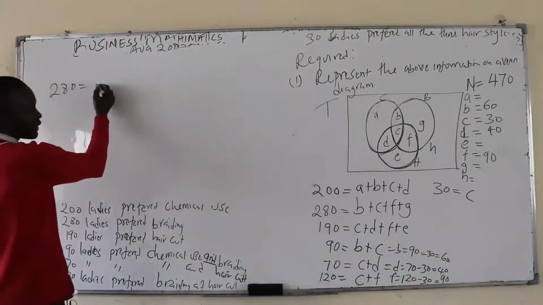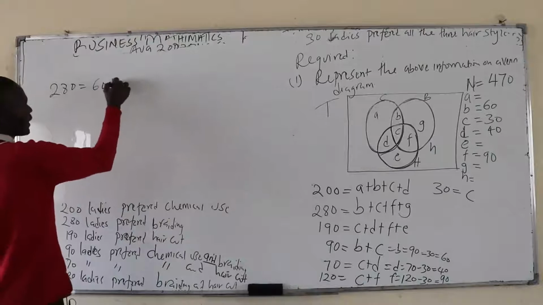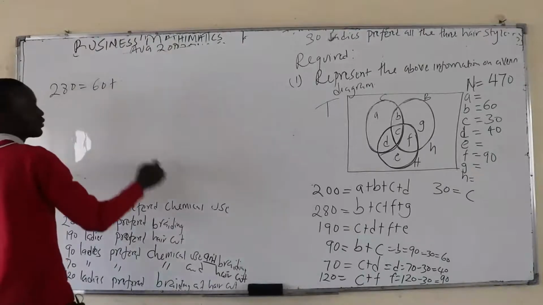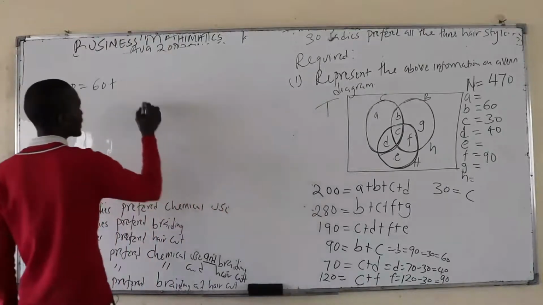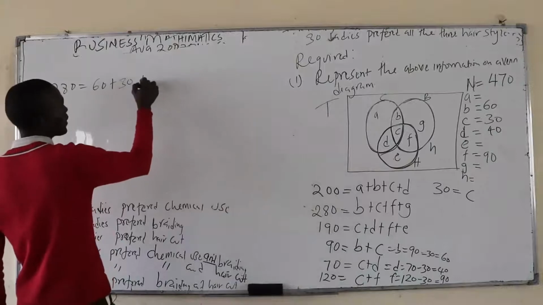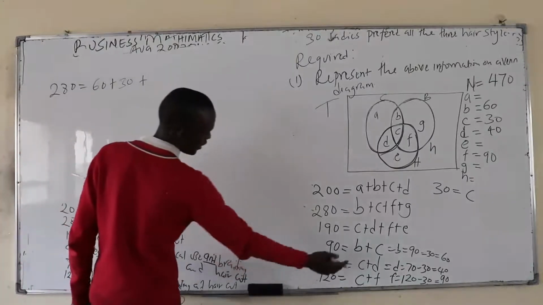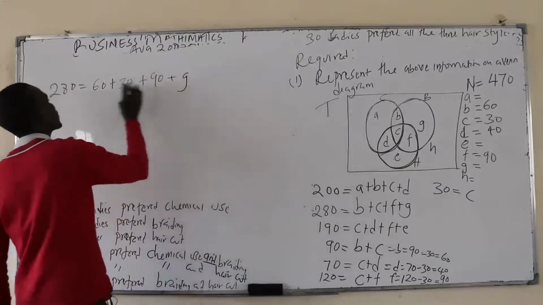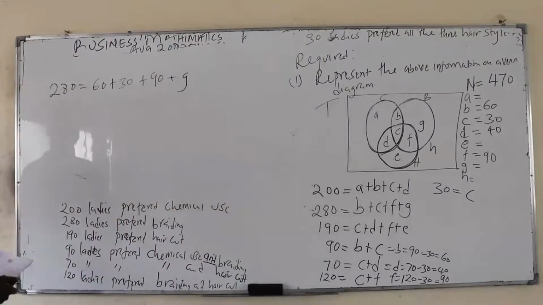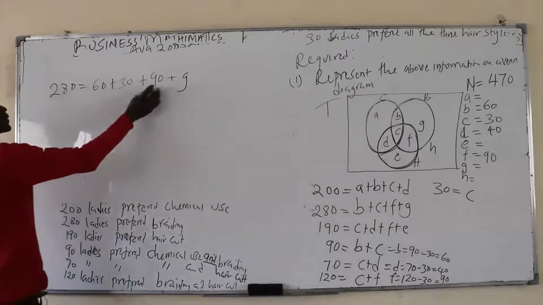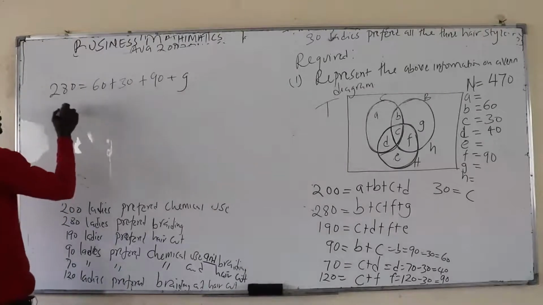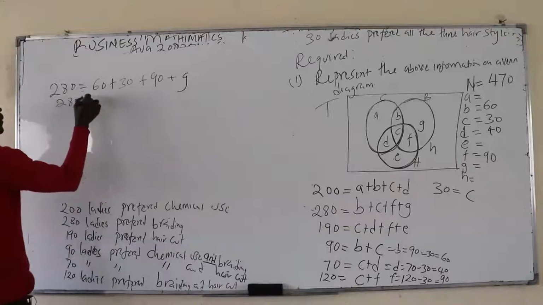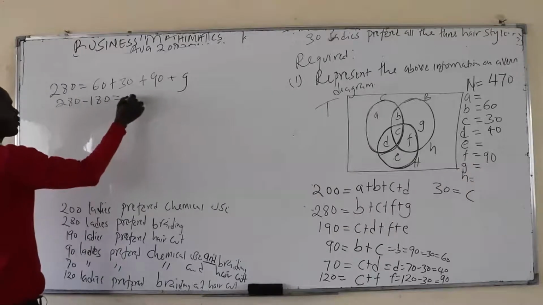Then lastly, we are told that 120 ladies preferred braiding and haircut. So what is common between braiding and haircut? 120 is equivalent to C and F, so 120 is C plus F.